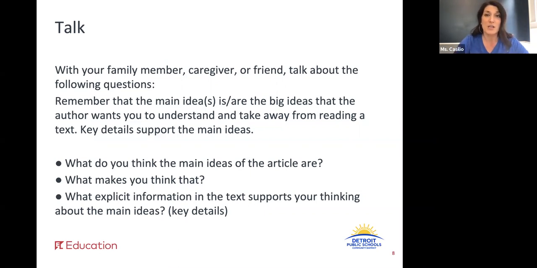So talk about, what do you think the main ideas of the article are? What makes you think that? And what explicit information in the text supports your thinking about the main ideas? So what were the key details? Go ahead and press pause now and have your discussion.